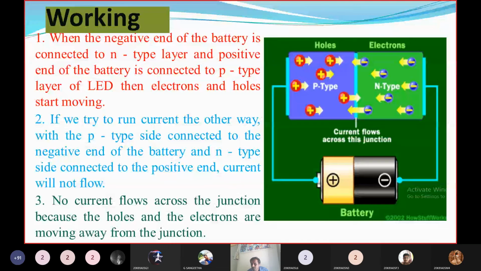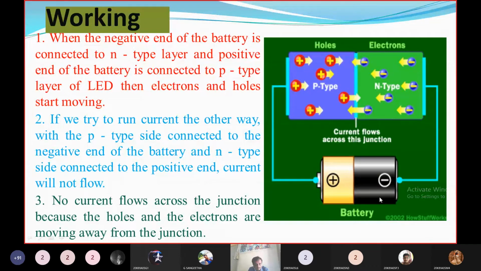The negative end of the battery is connected to the N-type layer, and the positive end of the battery is connected to the P-type layer of the LED. Then electrons and holes start moving. See the diagram here. We are taking one battery here. That battery's positive terminal is connected to the P region of this PN junction diode. That means in an LED, we are using a PN junction diode.